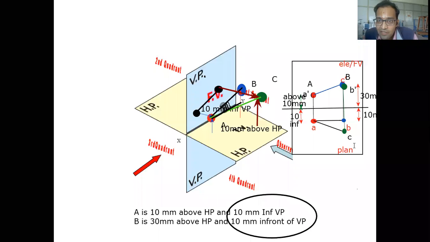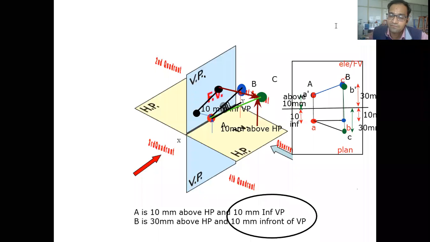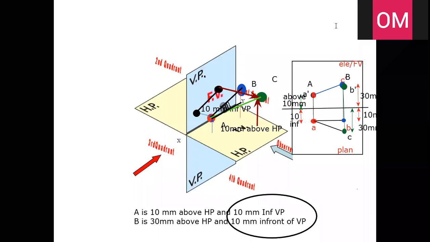And for point C, what I have noted is that point C is 30 mm above HP, the same position we referred to for B, and 30 mm in front of VP. So this particular position of C is going to be like this. In front of VP is going to be plotted over here. Is it clear now? Yes, sir. Okay, you can capture the screen. Have you taken the screenshot? Yes, sir. Okay, good.